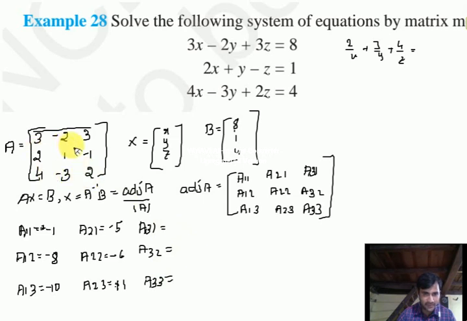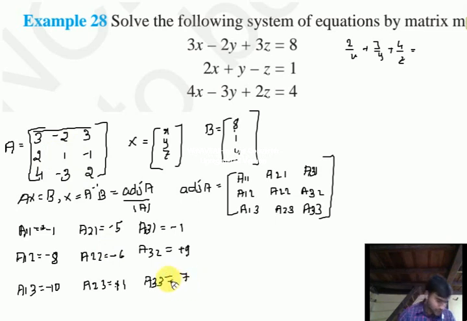A31: third row, first column. Then it is minus 2 into minus 1 is plus 2. Plus 2 minus 3 will be minus 1. Then third row, second column. If you leave the third row and second column, 3 into minus 1 is minus 3, minus 6, minus 9 it is. So here you have minus of minus, plus 9. This element will be plus 9, because here the signs alternate: minus, plus, minus, plus. So then third row, third column. Then it will be 3 plus 4. 3 plus 4 is 7.